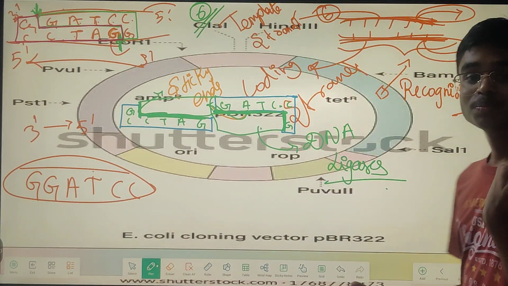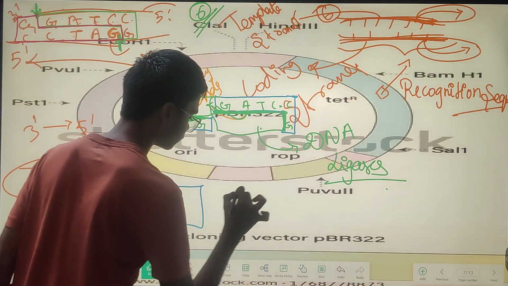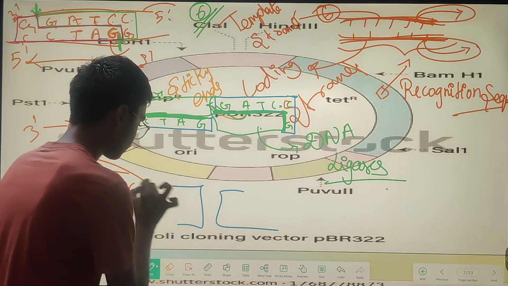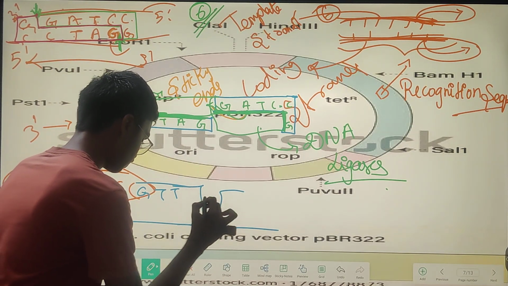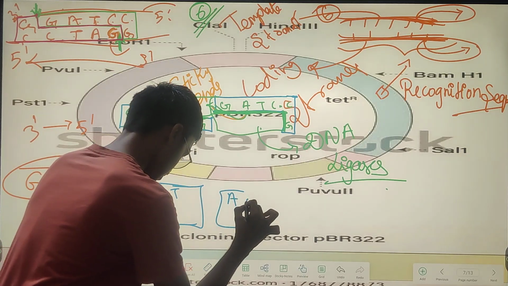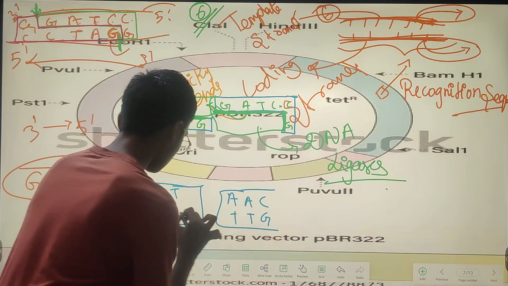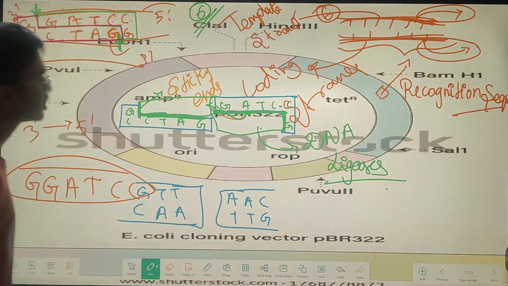Okay, so then what about blunt ends? A blunt end is the part where it will be like this. Here I will give you one example: G, T, T, and then here you will have A, C. Here you will have G, T, T, A, C. So like this you will have C.